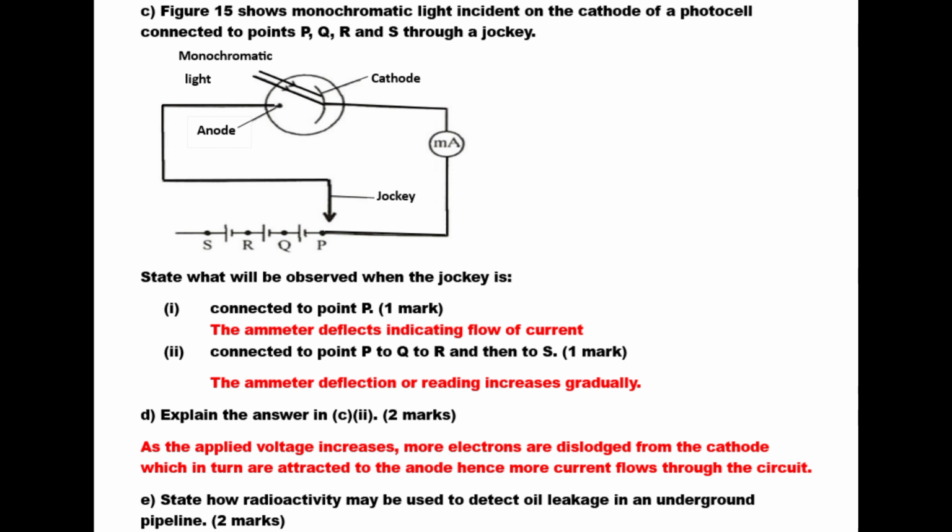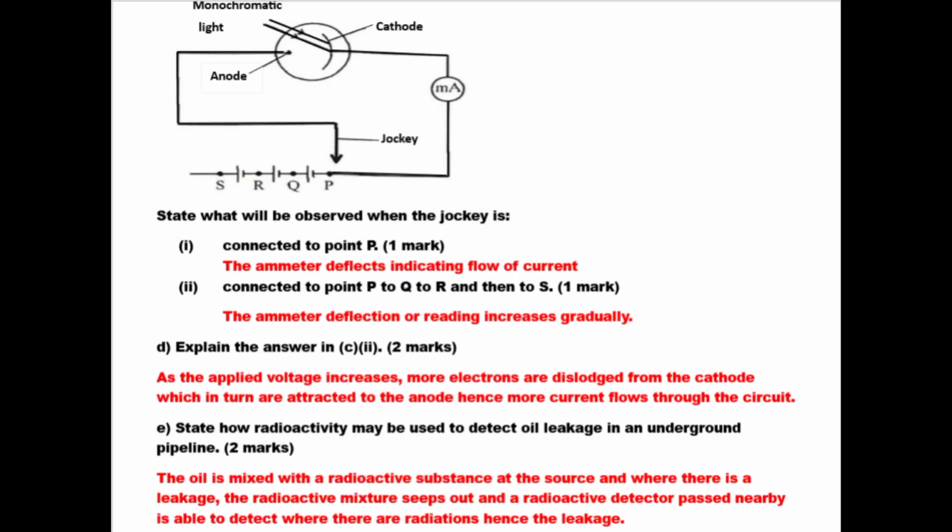State how radioactivity may be used to detect oil leakage in an underground pipeline. The oil is mixed with a radioactive substance at the source, and where there is a leakage, the radioactive mixture seeps out, and a radioactive detector passed nearby is able to detect where there are radiations, hence the leakage.